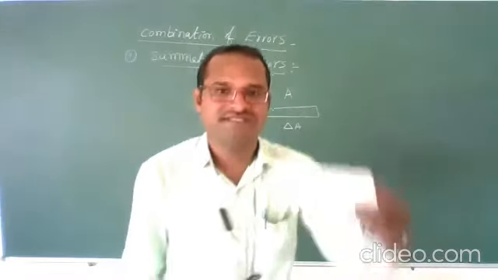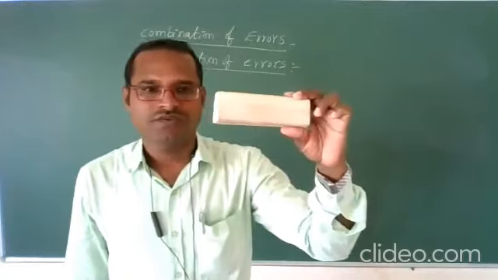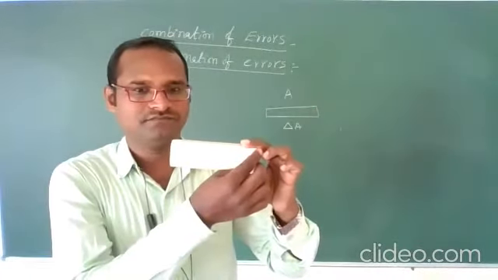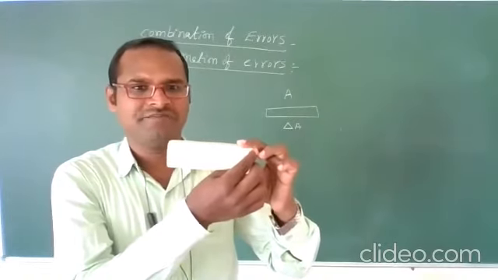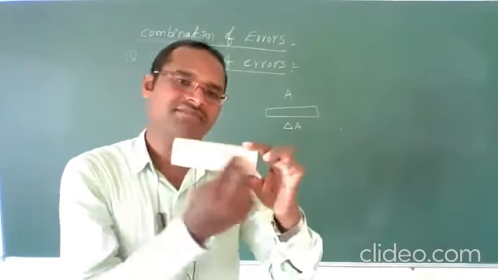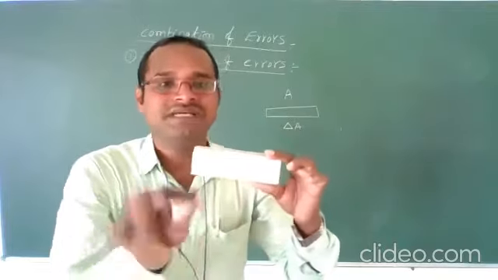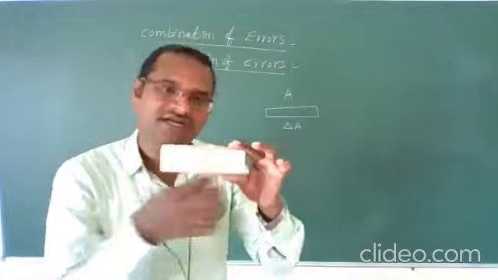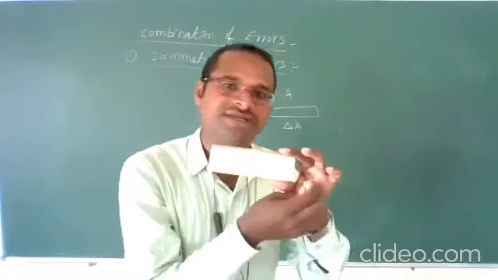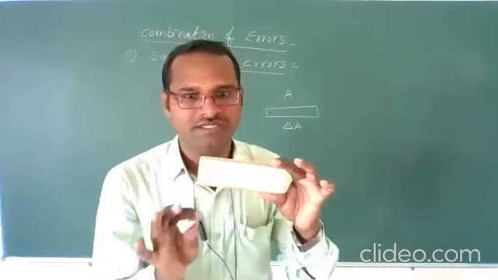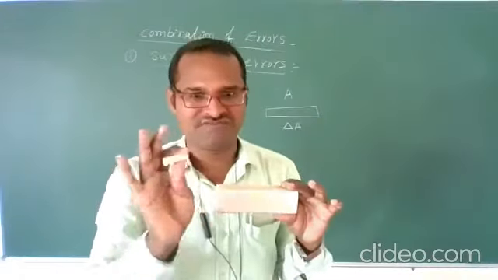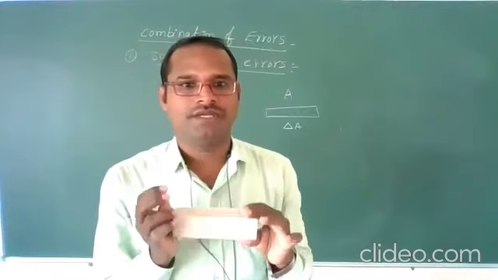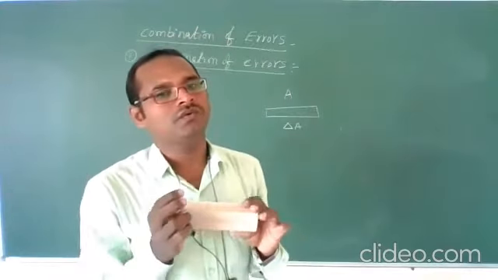Now you are given this duster, and you are asked to measure this length. You measure the first time and got something like 10.2 centimeter. The second time you measured and got 10.1 centimeter. Somehow you are doing some error. Clear? Okay.